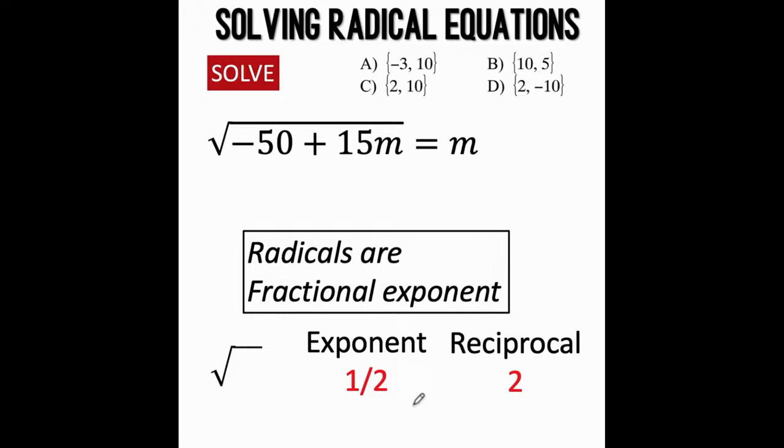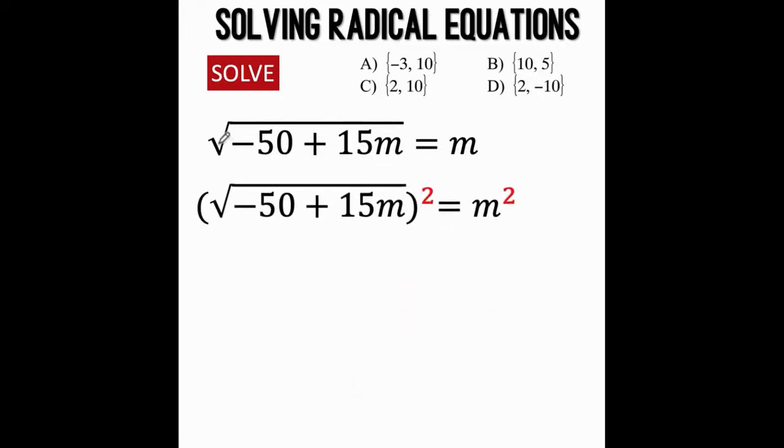That is why, going back to our problem, in order to eliminate this square root, we are going to raise both sides of the equation to 2. The fractional exponent of 1/2 that is equivalent to this square root, times this exponent 2, would result in exponent 1. And so by raising both sides of this equation to the second, we canceled out this square root. What's left would be this radicand, negative 50 plus 15m, and we just copy the right side.